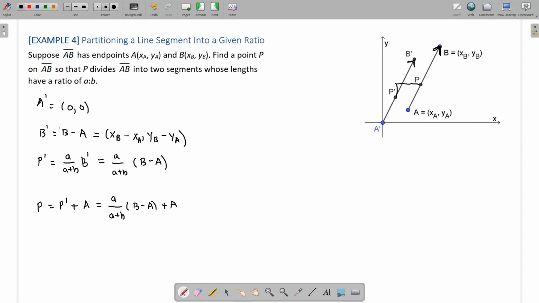This is the ordered pair that's actually represented by that difference. So then this could actually be placed in here. We could write this as a over a plus b times x sub b minus x sub a, y sub b minus y sub a. And then this is just a constant, it's just a number, so it could be distributed in.